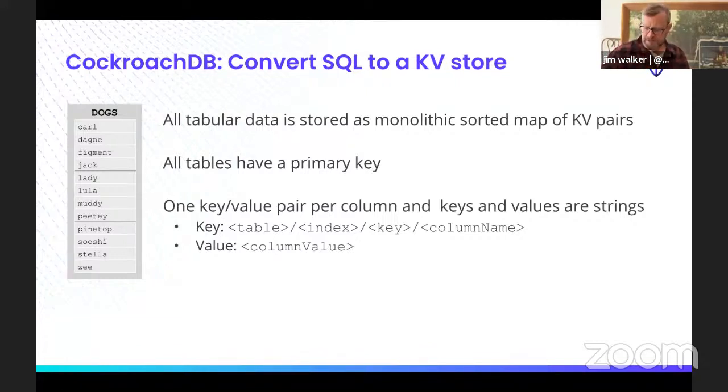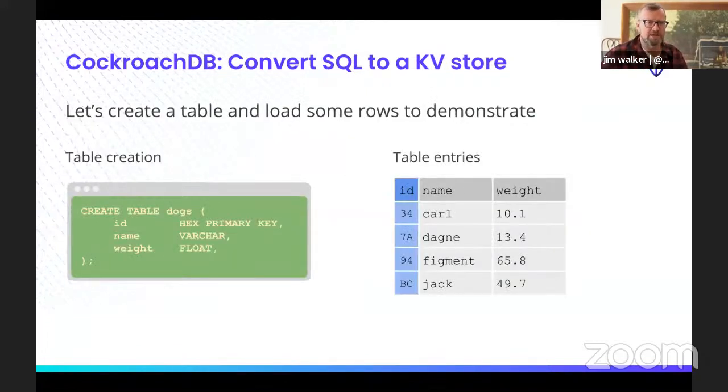But let me explain how we actually can translate something that looks relational into KV. So here's a table. Here's the dogs table: ID, name, and weight. There's my simple statement to create the table. And there are some sample entries, right? I'm using IDs like 347A, so it looks like some hex code. Here's four records that I want to write.